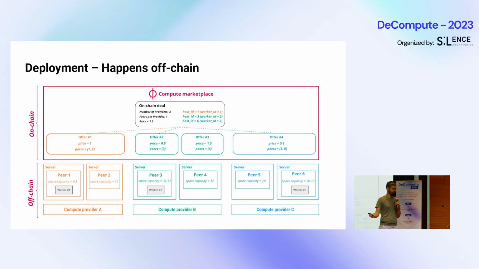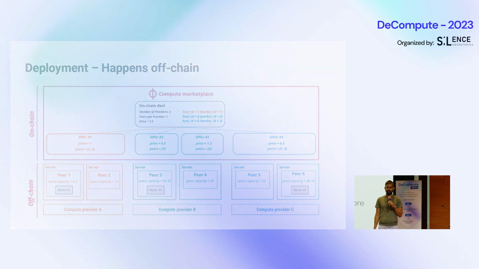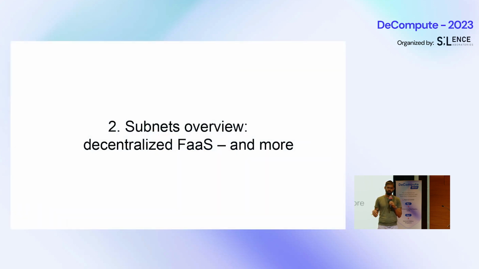If a peer goes down, then as all the criteria are kept on chain, a new peer will appear. That's why we call it a serverless platform, a decentralized serverless, because you don't need to care about particular servers. Once it's deployed, it forms a subnet, and let's speak a little about the subnets.